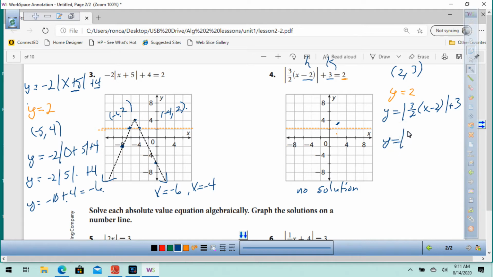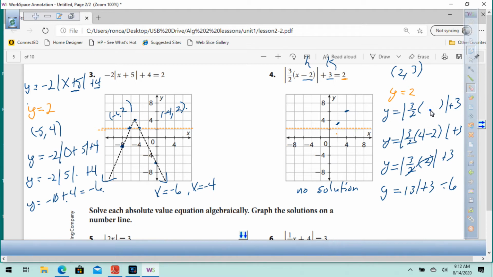Y equals the absolute value of 3/2, and I'm going to choose 4 for x. So I got x minus 4 minus 2 plus 3. 4 minus 2 is 2, right? So we got y equals the absolute value of 3/2 times 2 plus 3. Well, the 2's will cancel out, and I have the absolute value of 3 plus 3. Well, the absolute value of 3 is 3, plus 3 is 6. So 6 is right there, and I got 4, 6 is right there.